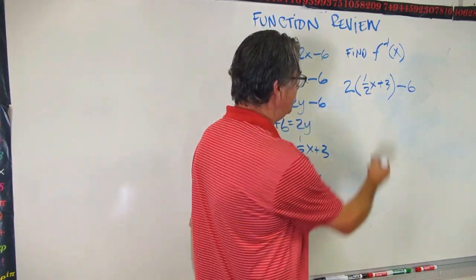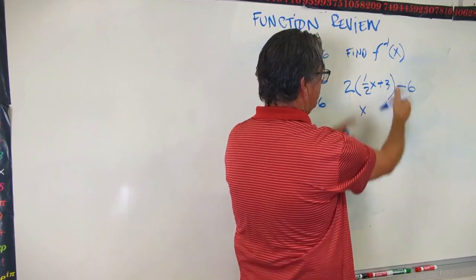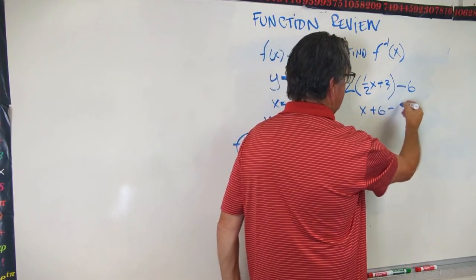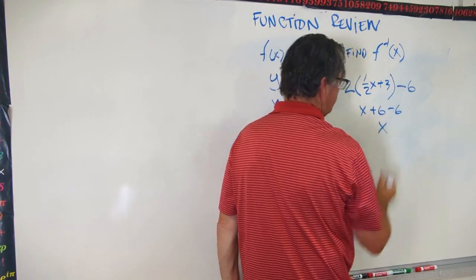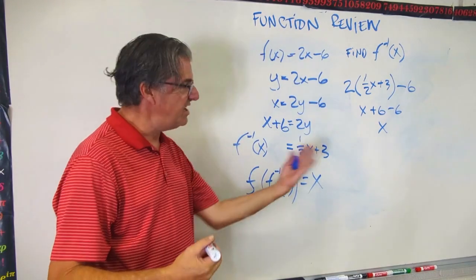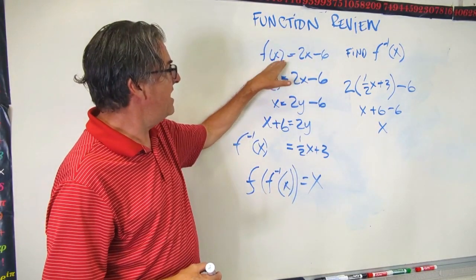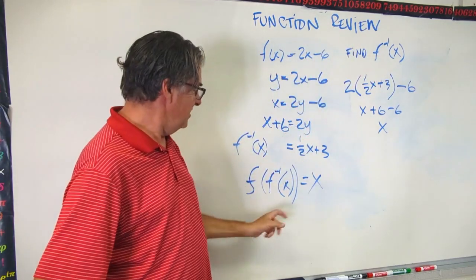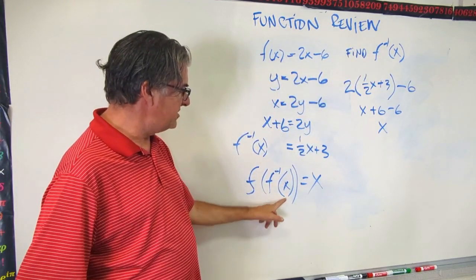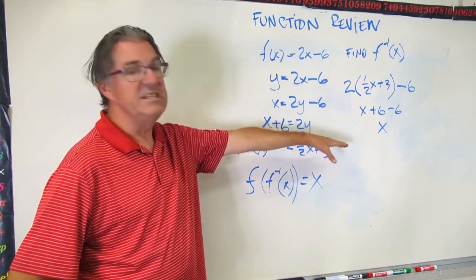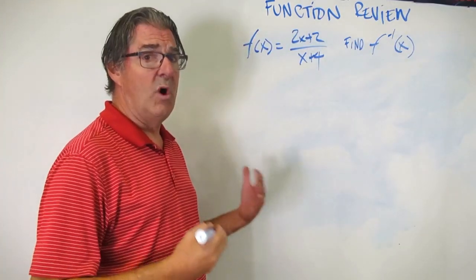2 times 1/2 x is x. 2 times 3 is 6. So I have plus 6 minus 6. So yes, this does reduce down to x. So I did my work correctly. I found my f inverse of x, did it right, and checked it by going f of f inverse of x equaling x. Indeed, it does. Okay, let's do one more.